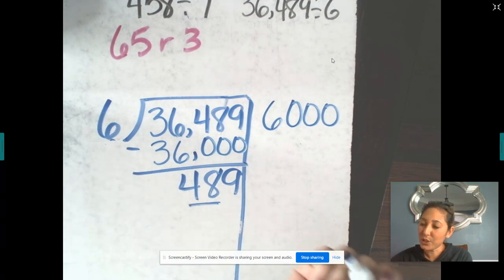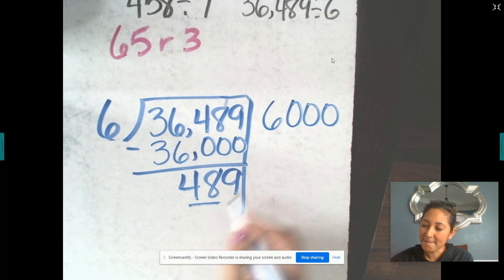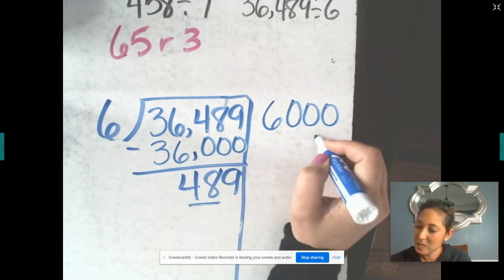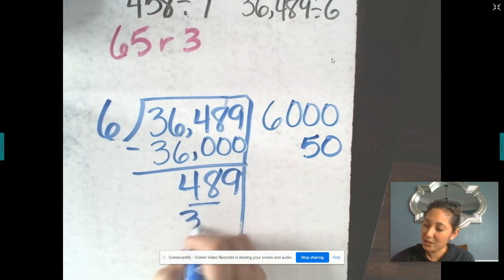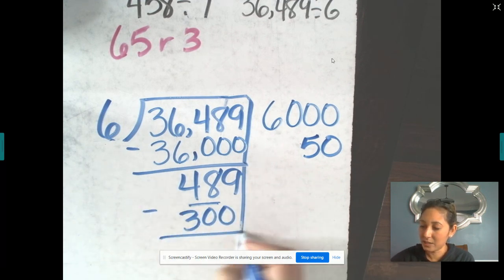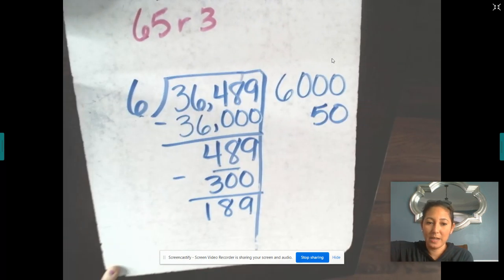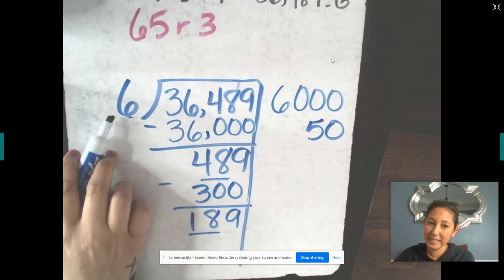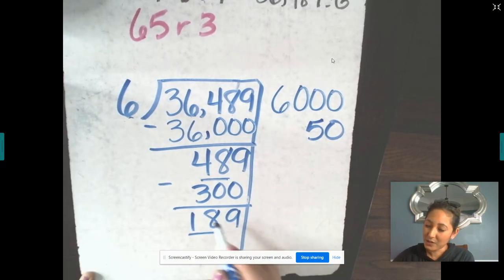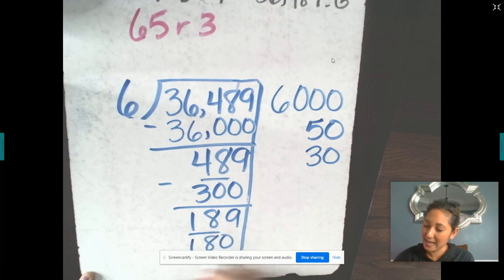6 times 5 is 30. So since this is a hundreds number, I'm going to say 50. 6 times 50 is 300. See, so this still works, it just takes a little bit longer. Okay, so now we have 189. 18. I know 6 times 3 is 18. So if I use 6 times 30, that'll be 180. I'm running out of space.